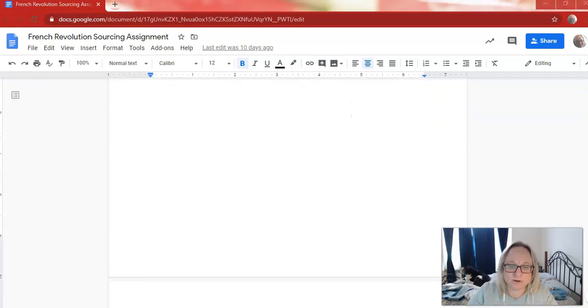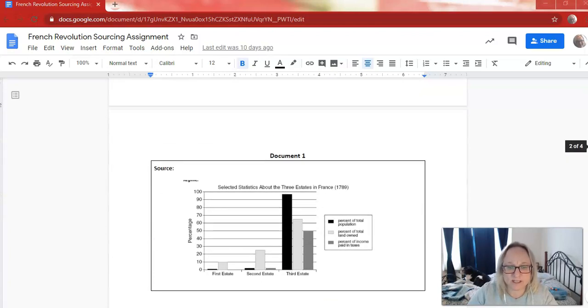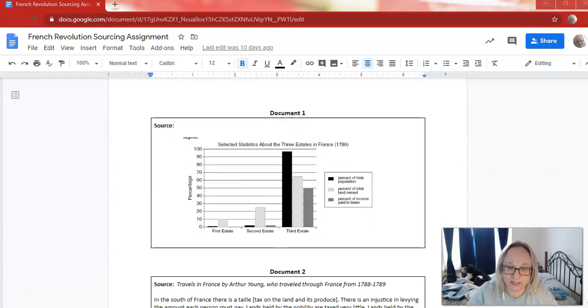So once you created your thesis, now you had to go back and source documents. And so I want to show you through this quick little demo how to determine which type of sourcing to do with each document and how to make it complete. So I'm only going to do 3 documents today, but hopefully this will help. All right, so let's look at document 1. And document 1 is basically telling us that the Third Estate owns not a whole lot of land, but has to basically pay all the taxes.